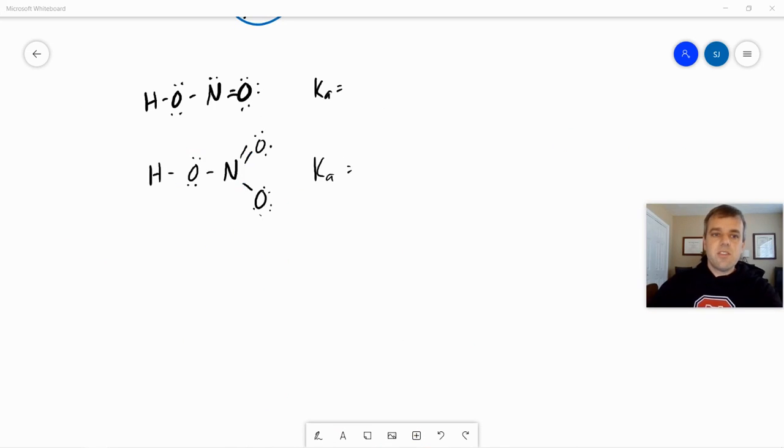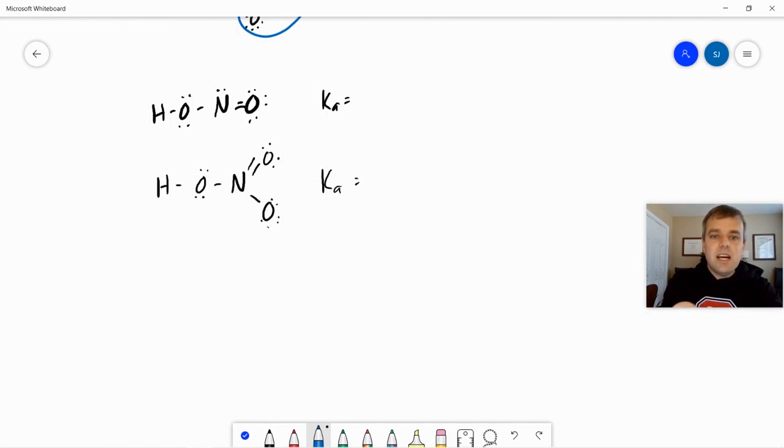So take a look at these two acids. We have nitrous acid and nitric acid. See if you can predict which one of these would be the strongest acid. Well, nitrous acid has a Ka of 4.5 times 10 to the negative fourth, whereas nitric acid has a Ka that is large, or much greater than 1.